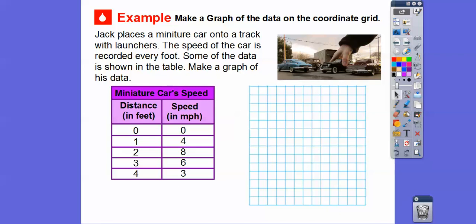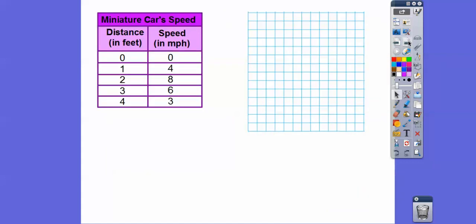Okay. So imagine, he shoots these cars in these launchers, and they start off really fast, and then they start slowing down, and sooner or later it's going to come to a stop, so the speed will be at 0 again. But that's why it says some of the data right here. Okay, let me slide that up so we can play around with that there.